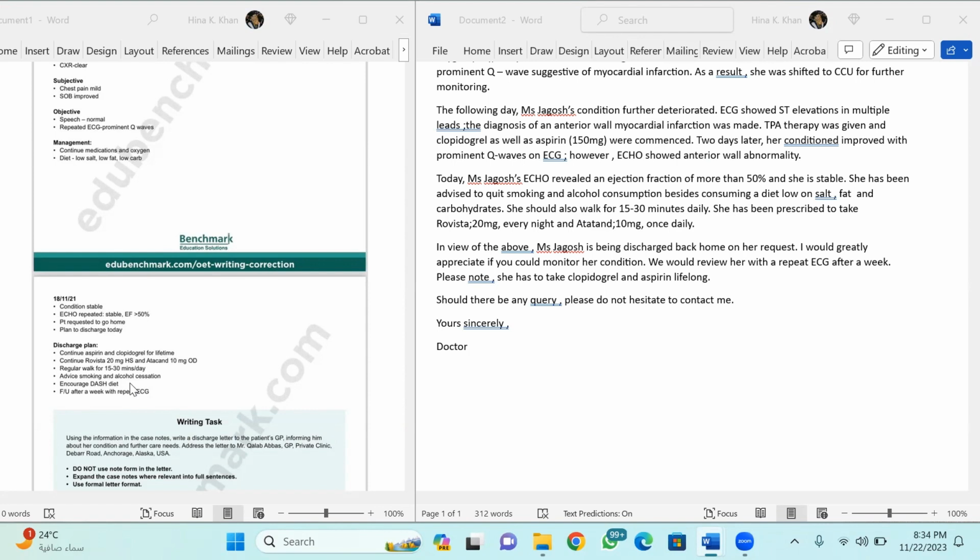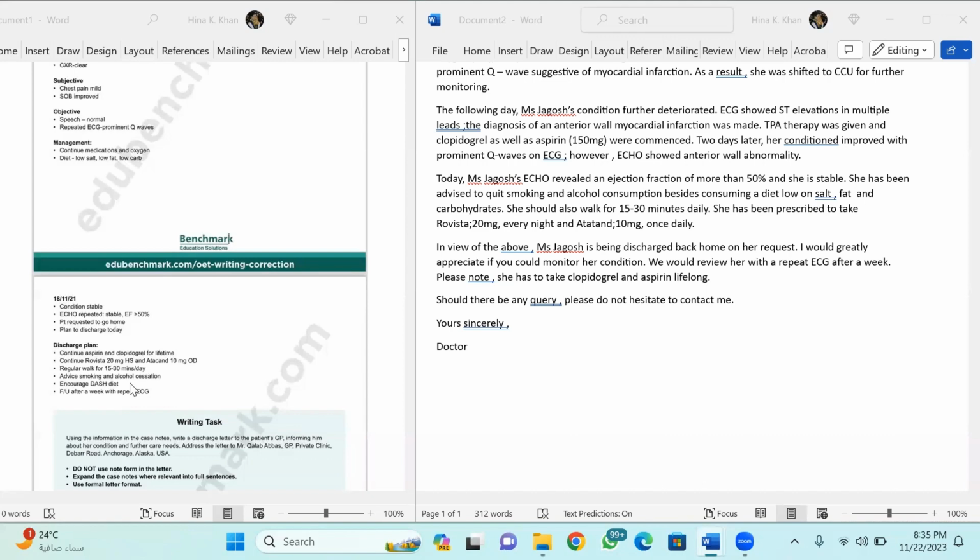And another way which we can write is, in view of the above, Ms. Jagosh is being discharged back on her request with an overall improved condition. I found it unnecessary to repeat words, because I have written it over here. She is stable. She has been prescribed this medication, along with a 15 to 30 minute walk every day. Smoking and alcohol cessation is advised. Please encourage her for the DASH diet, and please note that she has to take this medication lifelong. So these are the two ways you can write: you just write more details in the last paragraph, that is, the in view of the above.